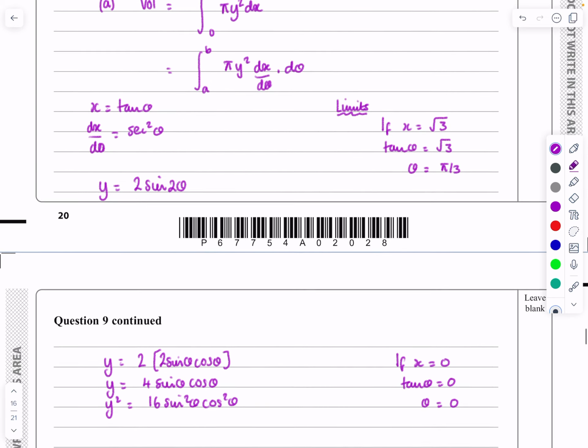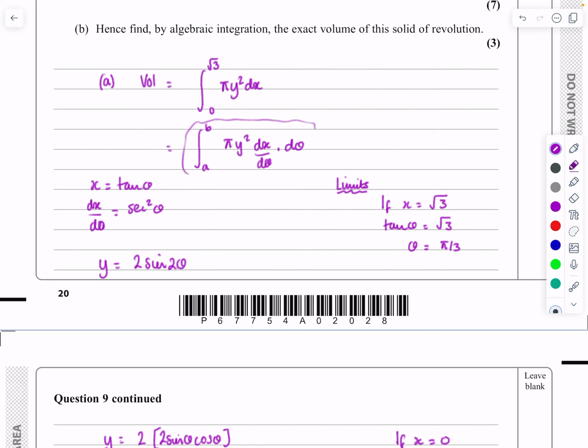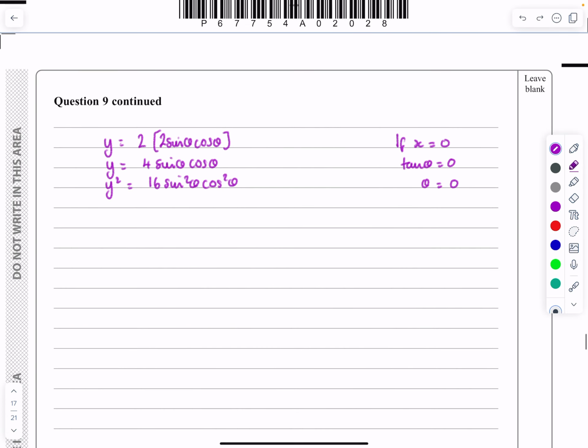So now, let's see if we can build this up and see what we've got as our integral. So I've got that the volume is equal to, let's take pi out, and I've got between b and a are now between 0 and pi over 3. Y squared is 16 sine squared theta cos squared theta, and dx by d theta was sec squared theta d theta.